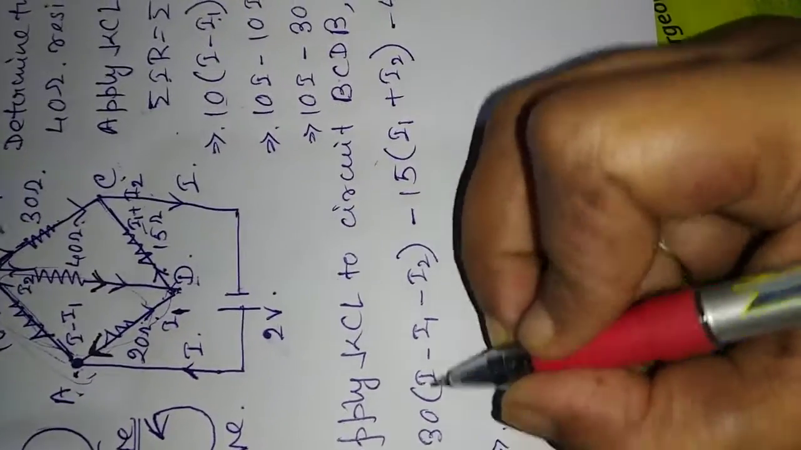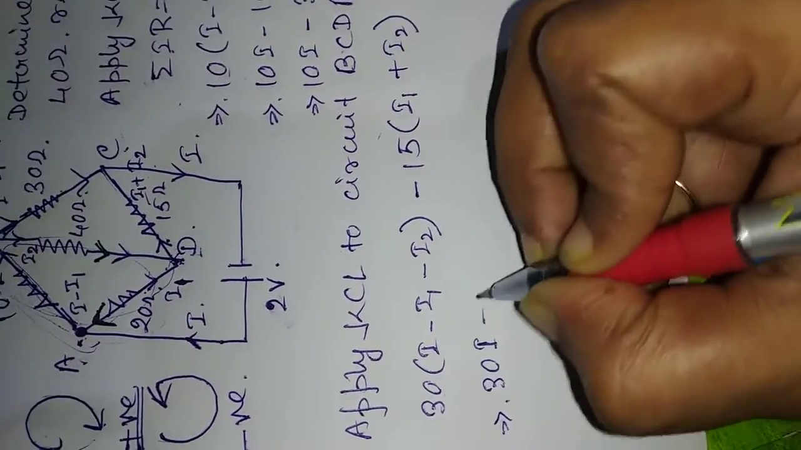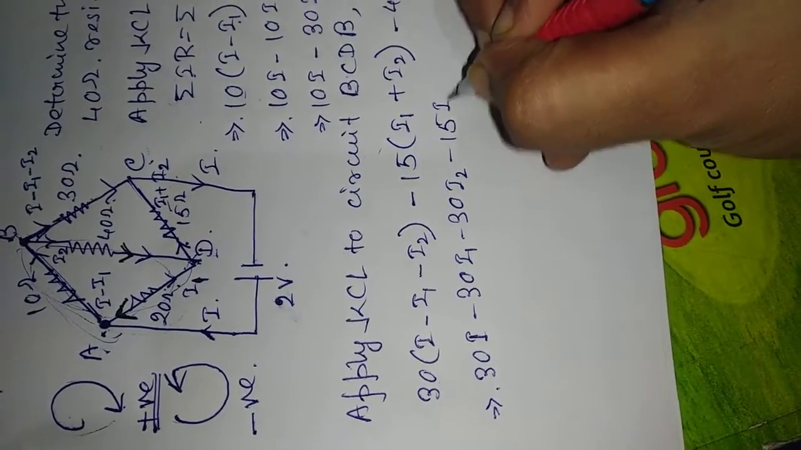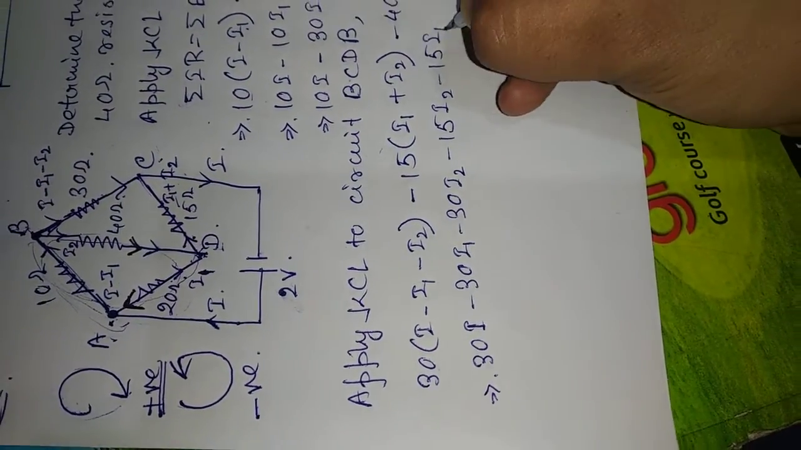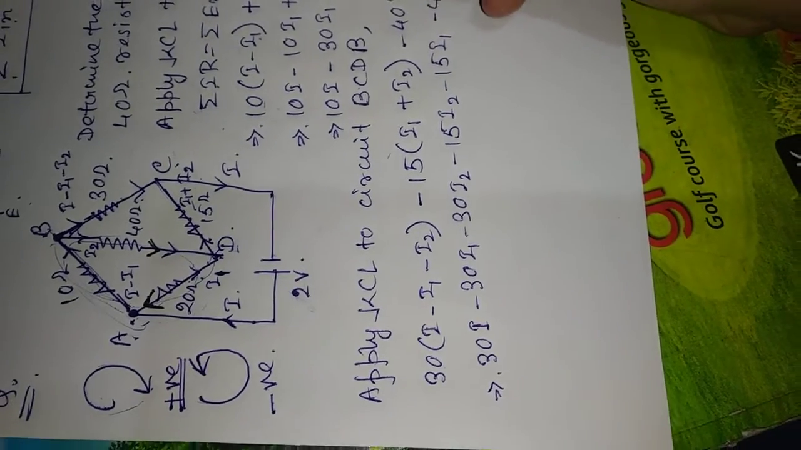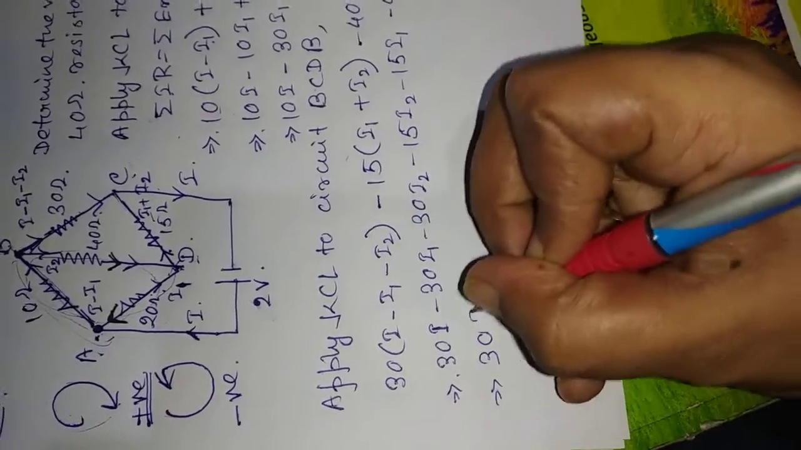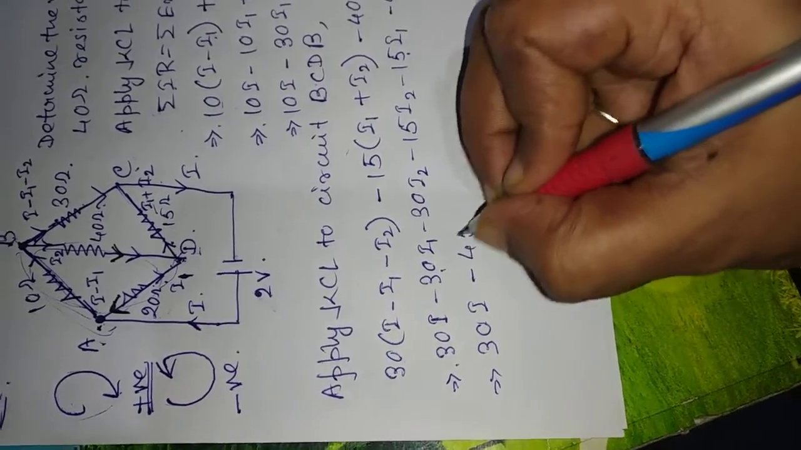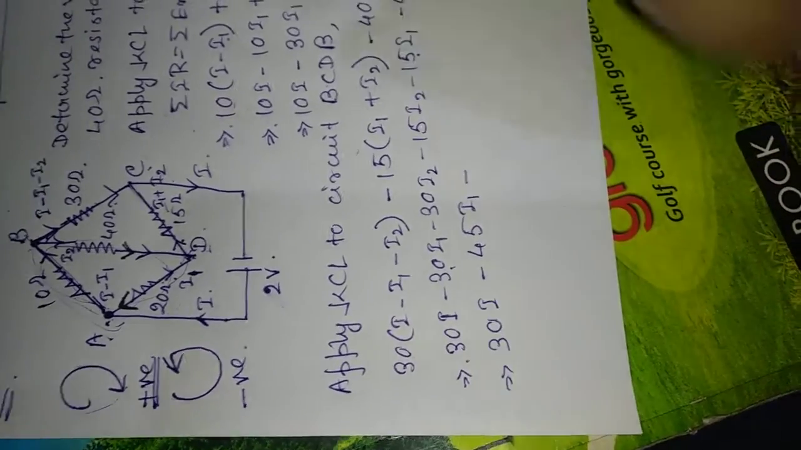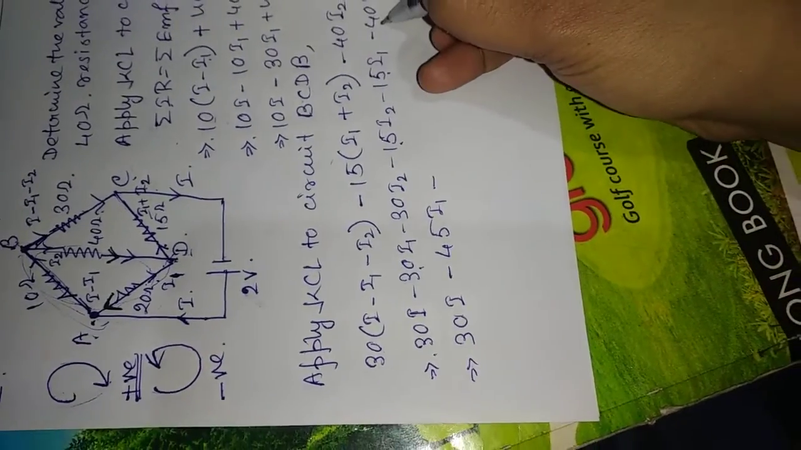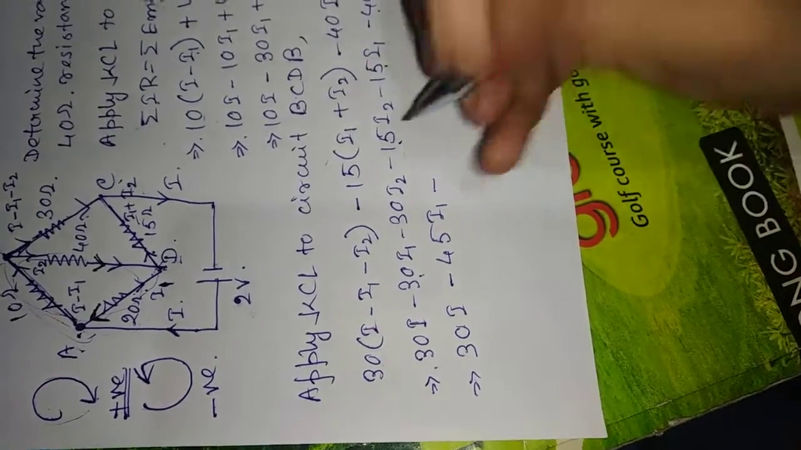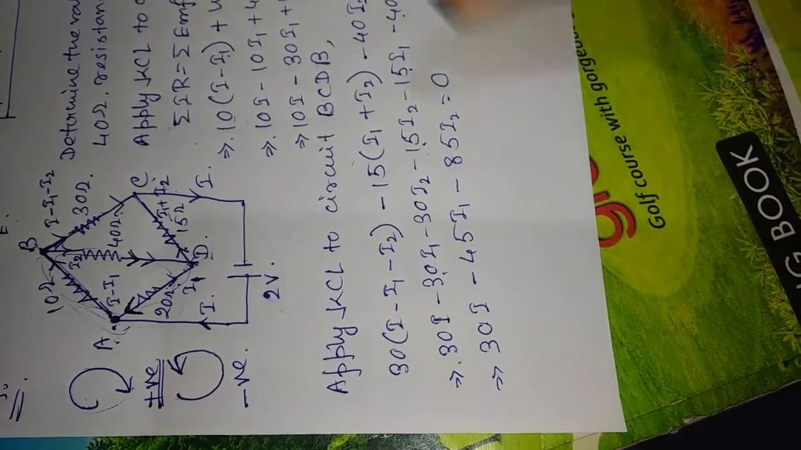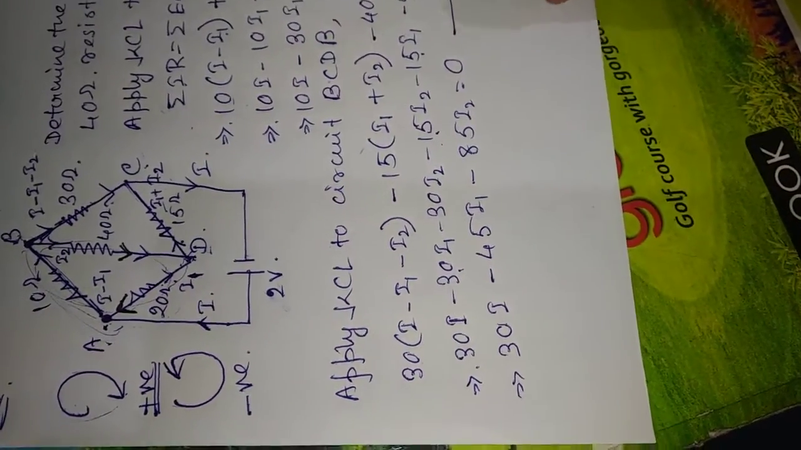Again 30 I1, I minus 30 I1 minus 30 I2. And here 15, that will be 45 I1, and it will be 15 plus 40, 30, 40, 70, 70, 85 I2, that will be 0. Clear? So this is my equation 2.